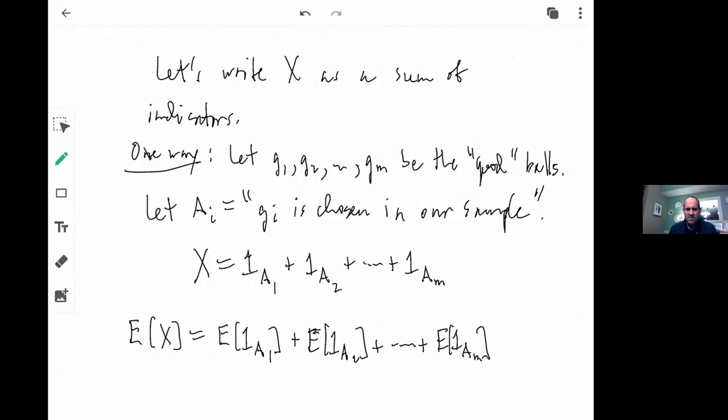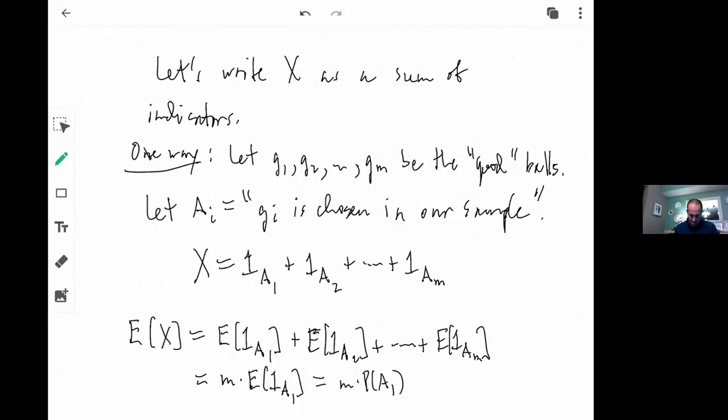And is there really anything different about all of these indicators? After all, all we're doing is concentrating on one of the balls specifically. Nothing is special about one of these over any of the other ones. They're completely symmetrical in terms of their behavior. So really this is just m times the expected value of the first thing, which is just equal to m times the probability of A1.